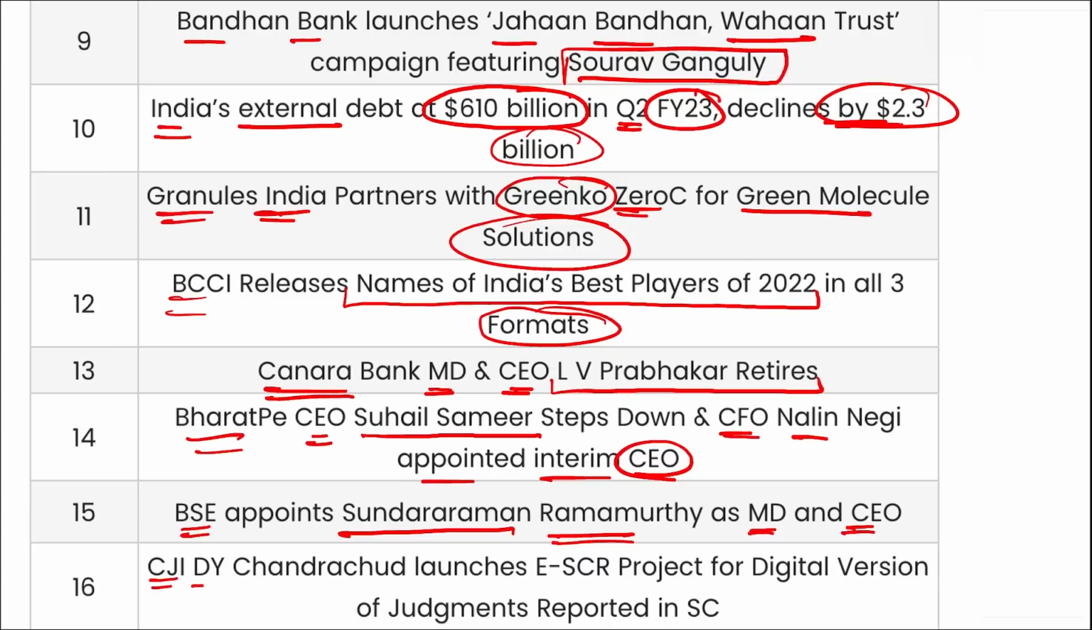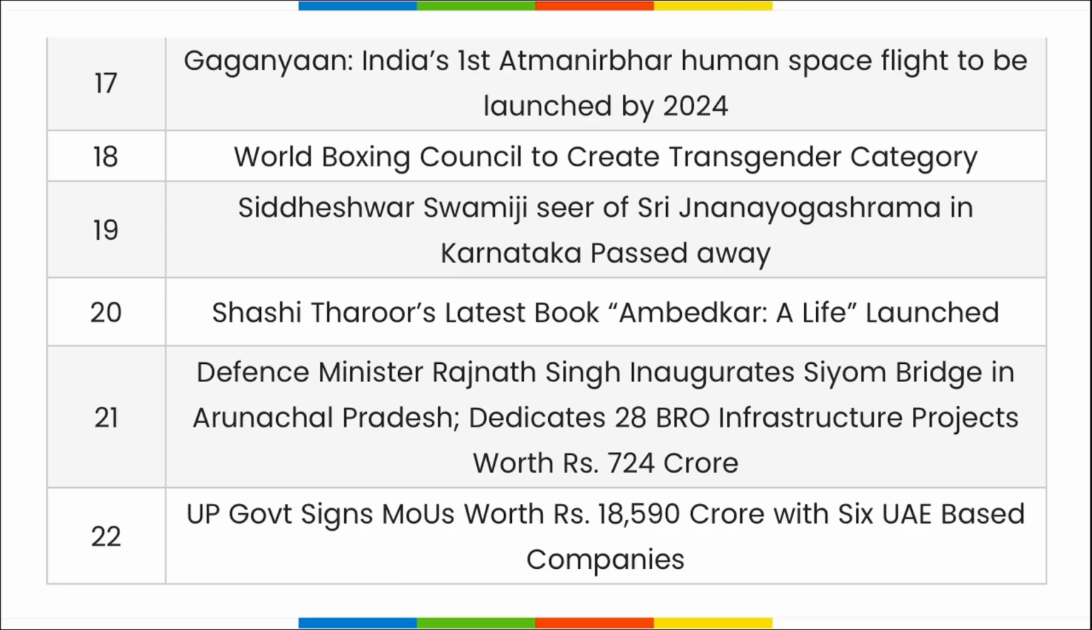Chief Justice of India D.Y. Chandrachud has launched the eSCR project for digital versions of judgments reported in SC, that is your Supreme Court. And this is a step towards digitization basically. Gaganyaan, that will be India's first Atmanirbhar human space flight, will be launched by 2024.